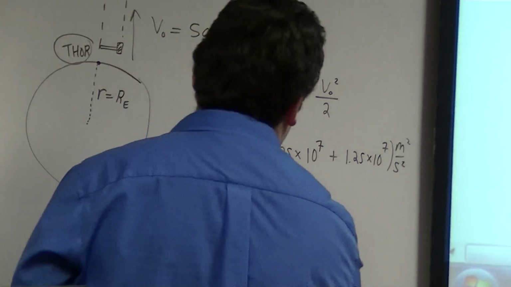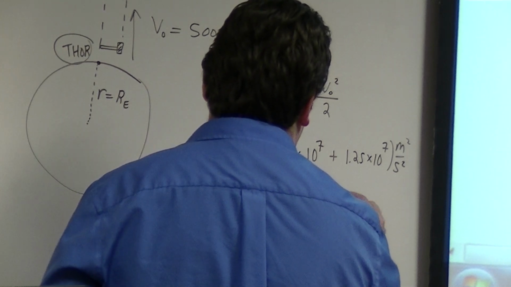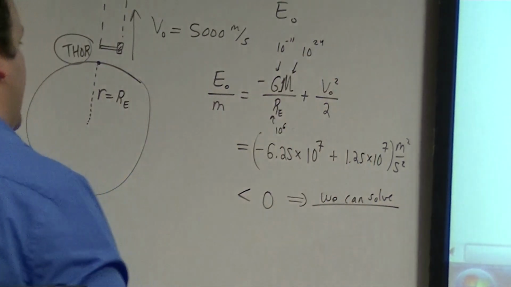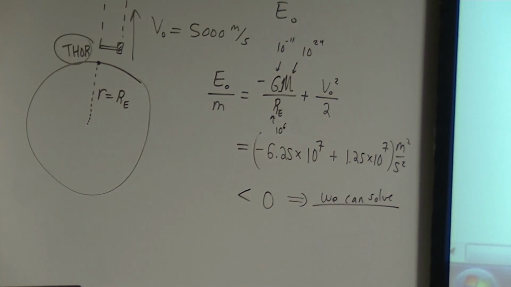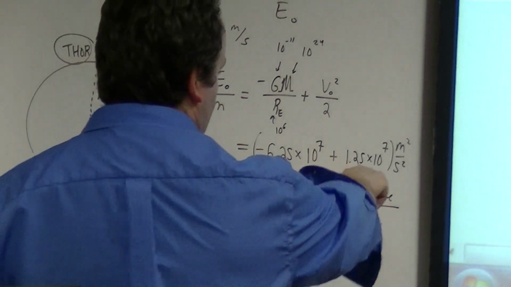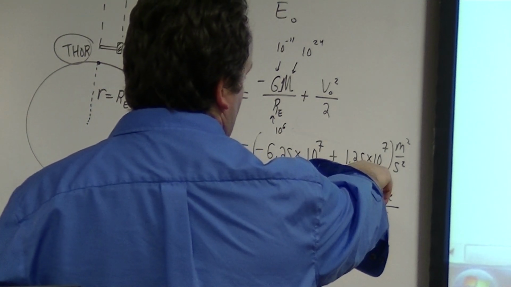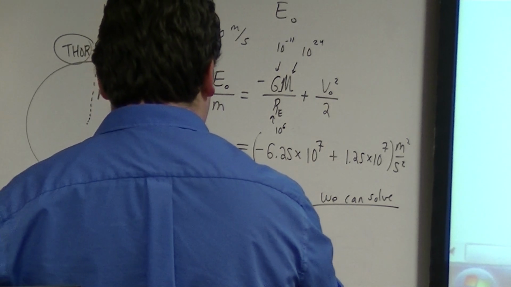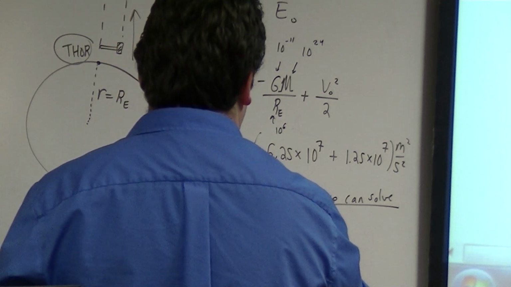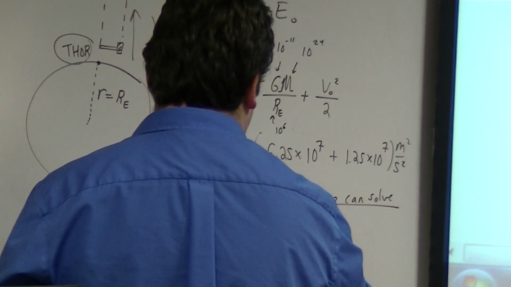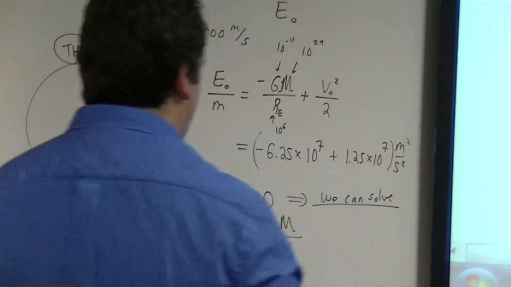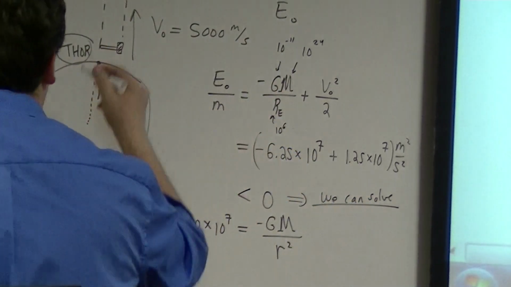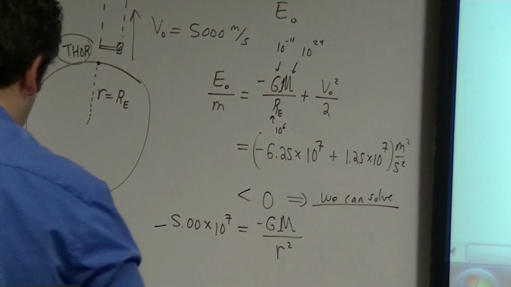Hey, but it's easy enough to see that that's less than 0, right? Which means that, in fact, we can solve, right? So the answer is just that this is not the case. It doesn't turn around. In fact, we can solve that. So you just put it back. Did I do this right? 1.25 times 10 to the 7th? I think so. So that gives us what? Minus 5.00 times 10 to the 7th is equal to minus G big M divided by R squared. And you just solve that for R. R is equal to, put it in the box.